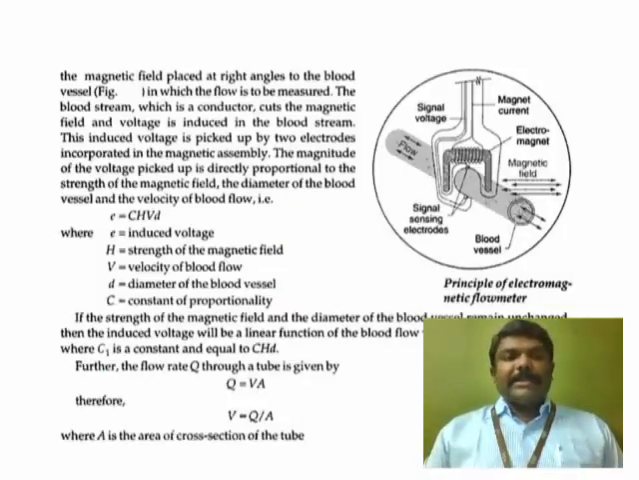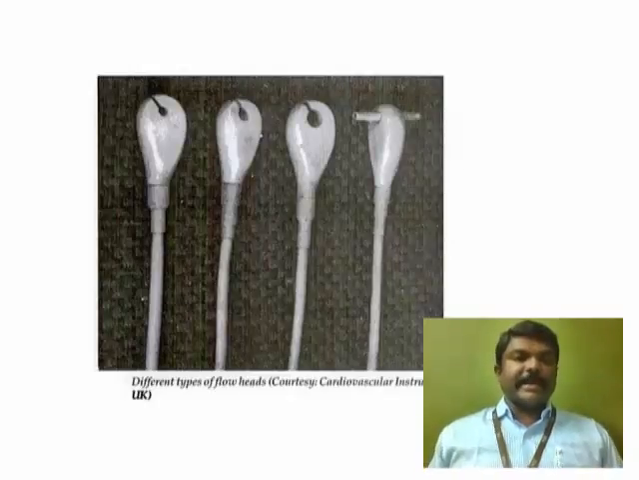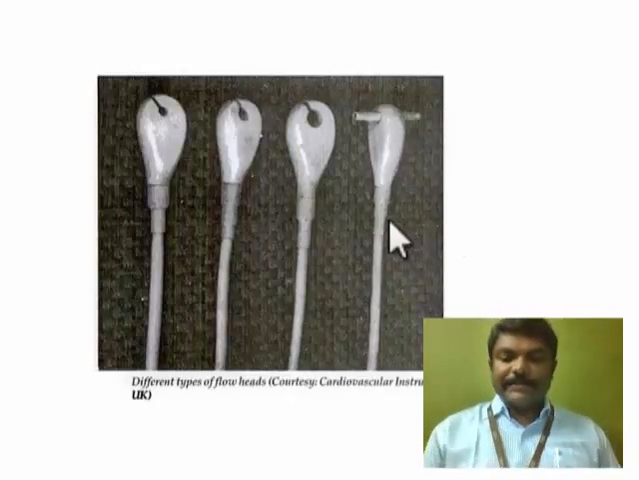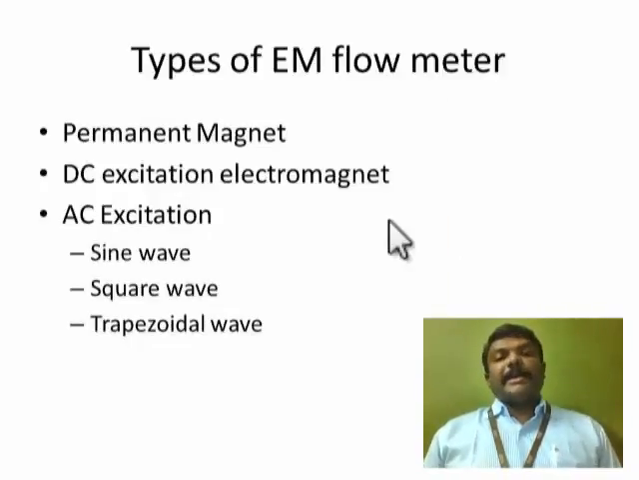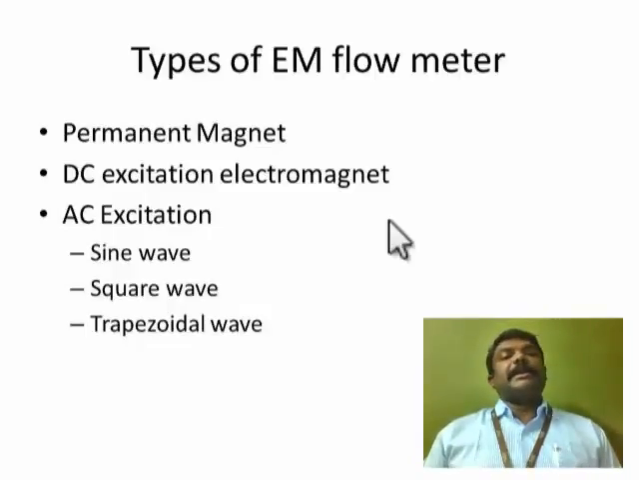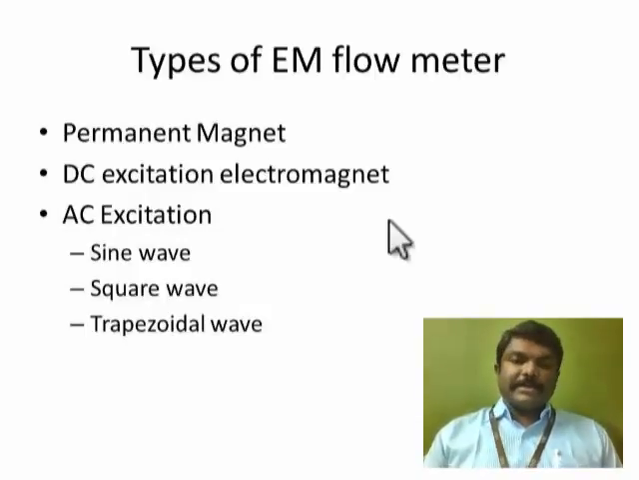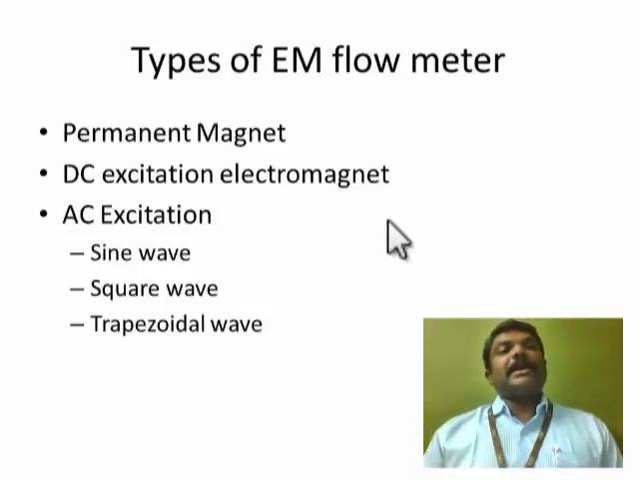These are practical electromagnetic flow meter probes, shown in this figure. There are different types of electromagnetic flow meter: a permanent magnet type, then DC excitation electromagnet, and AC excitation. A permanent magnet is of course not a suitable method for blood flow measurement, because size matters. The size is very large in the case of a permanent magnet, so we normally go for electromagnets.